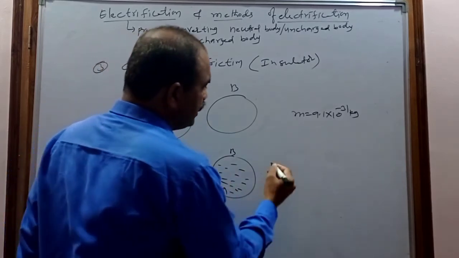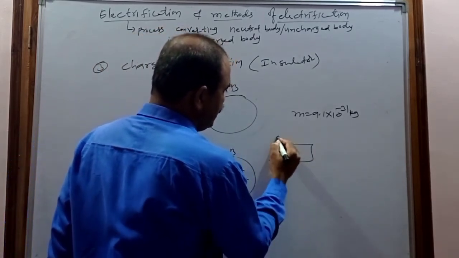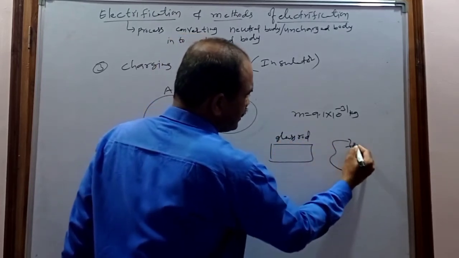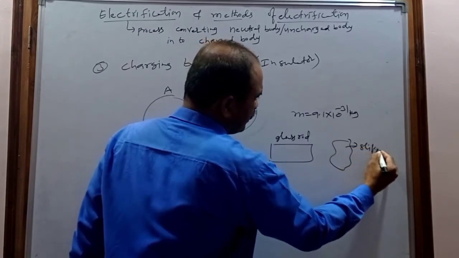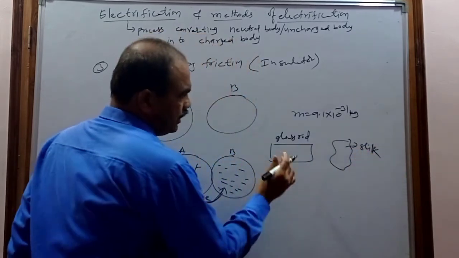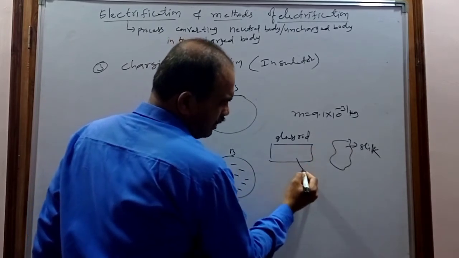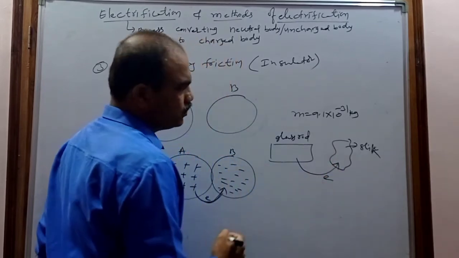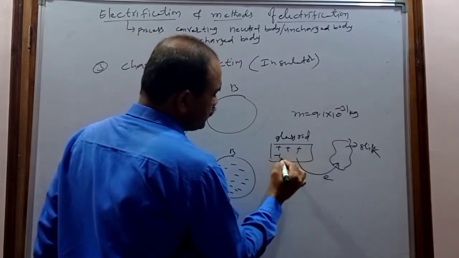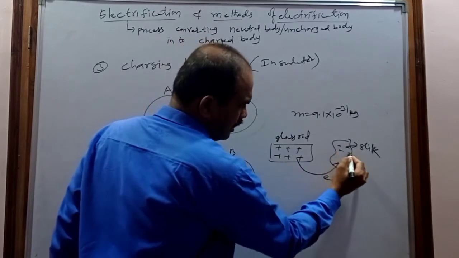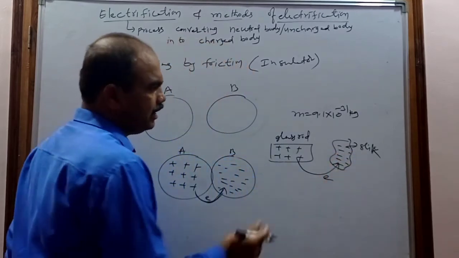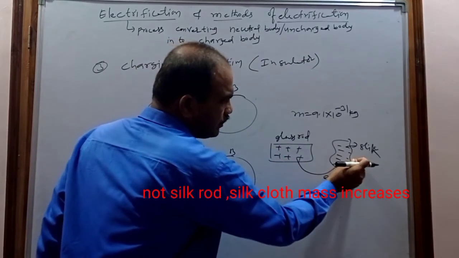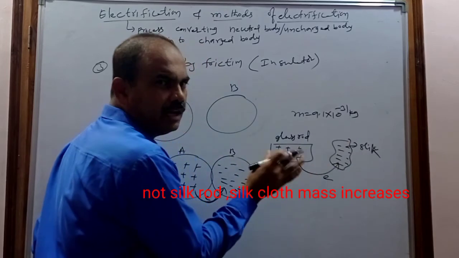For example, let us consider this is a glass rod, rubbed with silk. Let us consider this is a silk. When this glass rod is rubbed with the silk, the glass rod loses electrons and they are transferred to the silk. So the glass rod becomes positively charged and the silk cloth becomes negatively charged. Here the mass of the glass rod decreases, and the mass of the silk increases slightly.